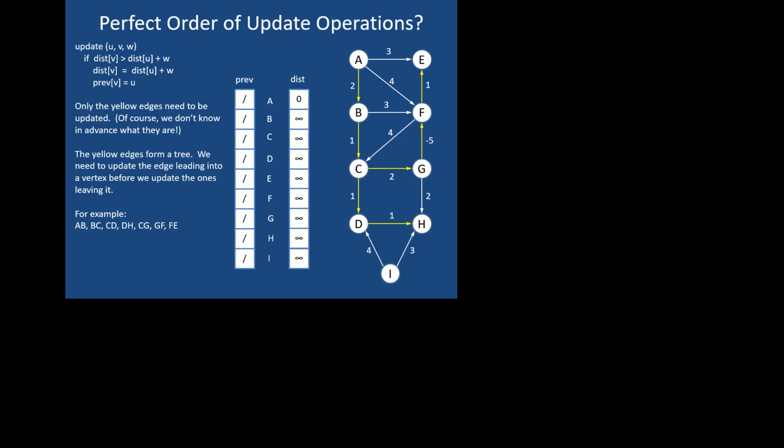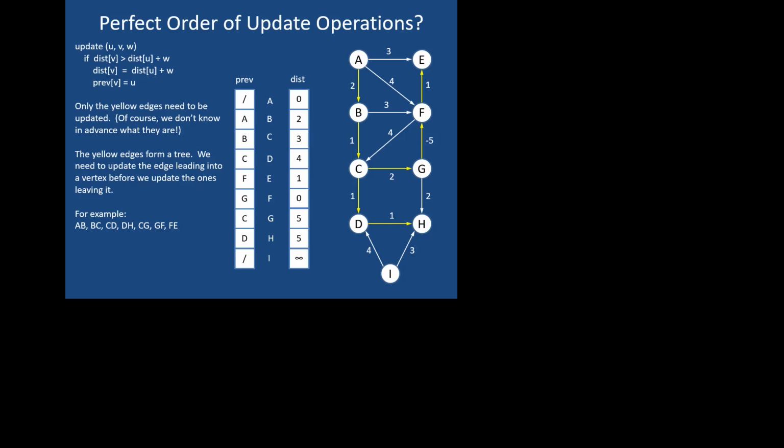So let's just try it out. Let's try the edges in this order. If we do AB, we get distance from A to 2. We do BC, we get 3. We do CD, we get 4. We do D to H, that's 5. We do C to G now, that's going to be, what, 5? We do G to F, 0, and then we do F to E. So those are the only 7 edges that need to be updated.